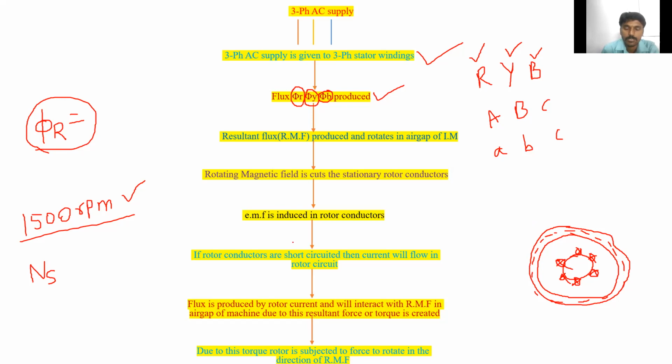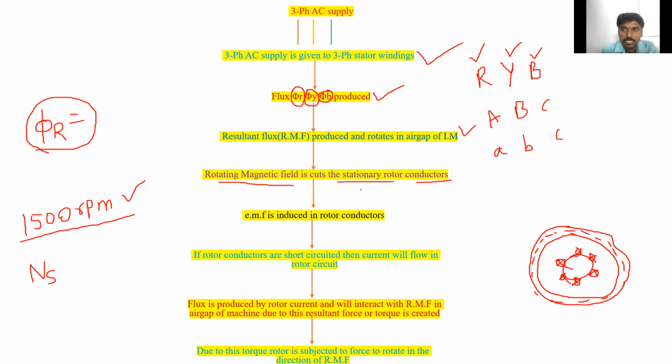Okay, what is the next step? So this step is complete now. Next step, what will happen? When this field rotates in the air gap of the machine, then what will happen? This rotating magnetic field cuts the stationary rotor conductors. Stationary means what? Rotor conductors remain fixed. Maybe the rotor is rotating, but the conductors are fixed.